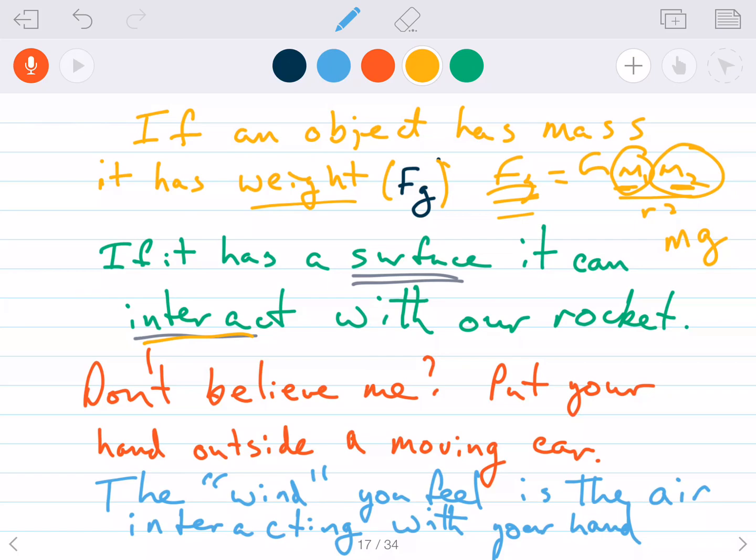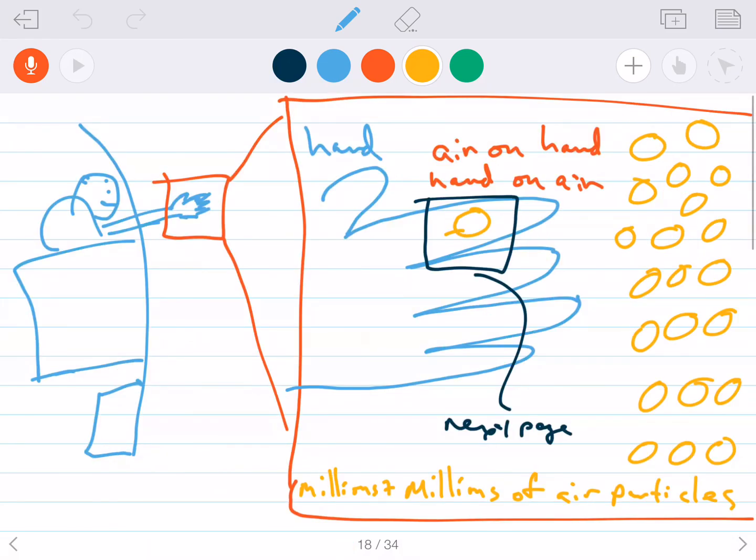So if you don't believe me that air has mass, put your hand outside a moving car. The wind you feel is the air interacting with your hand. So here's the car, you put your hand out. You've got millions and millions of particles, and you can feel them on your hand.